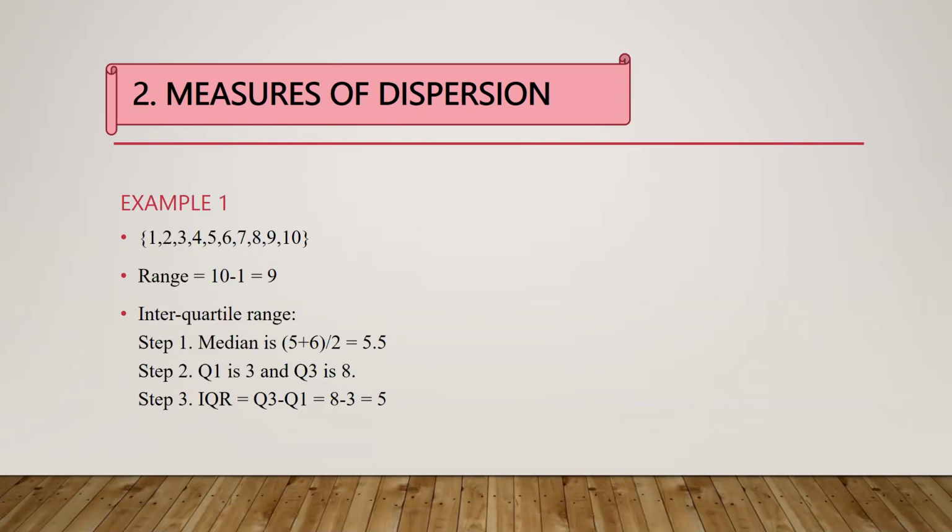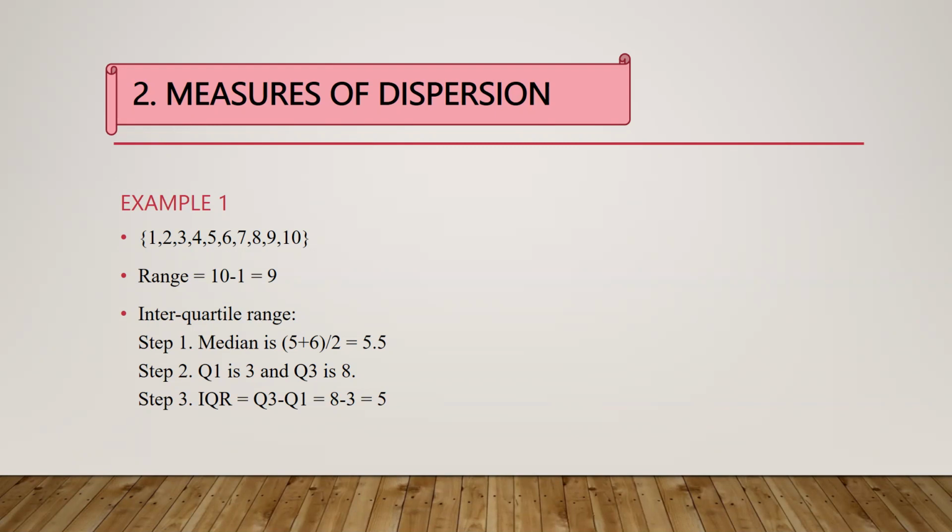Let's look at example to get familiarized with the 4 measures of dispersion. First, we have example 1 here, which has a data set of 10 values, which are 1 to 10. The range would be the absolute difference between the maximum and the minimum value, which is maximum value subtract the minimum value, which is 10 minus 1, which gives you 9. And for interquartile range, first we have to locate the median. Here, since the data is already arranged from low to high, then the median would be the value at the middle, which is 5 plus 6 divided by 2, which is 5.5.